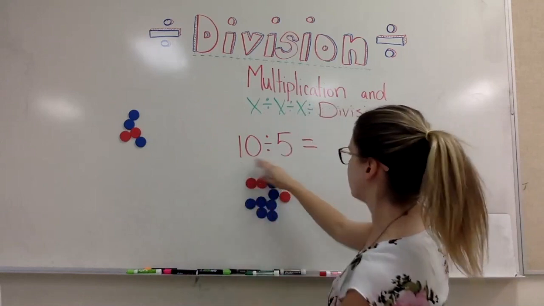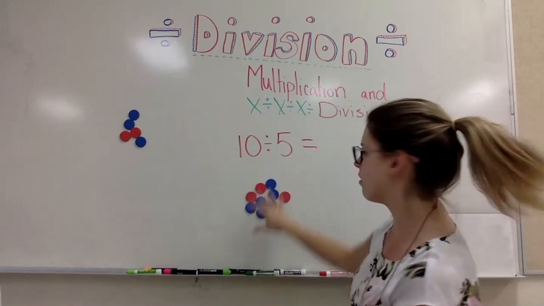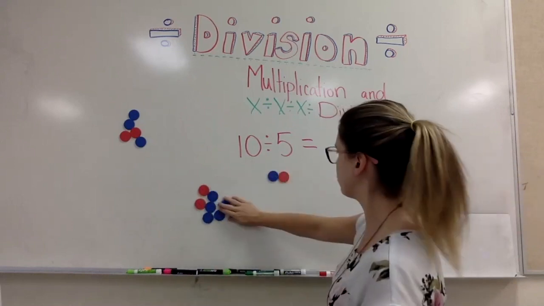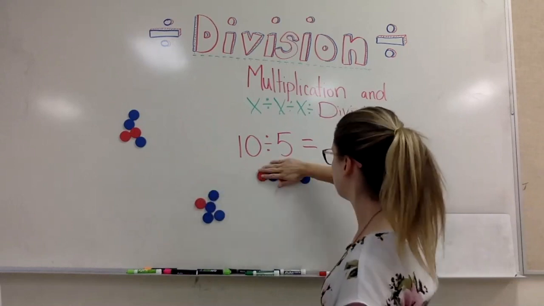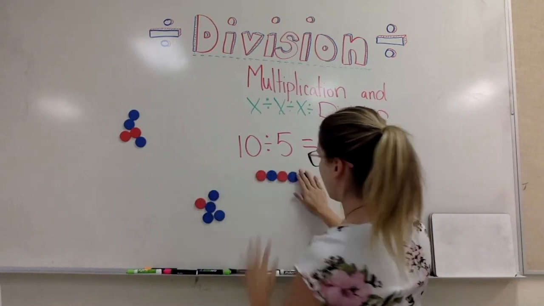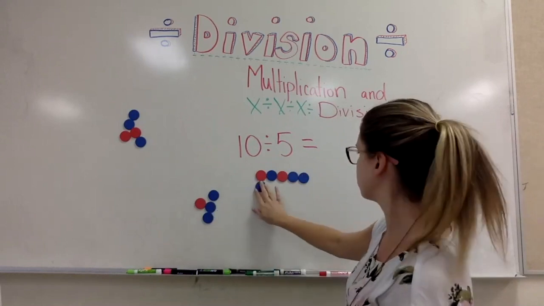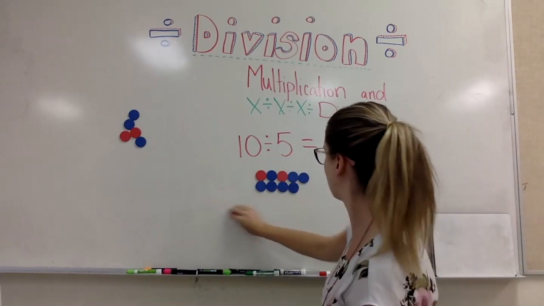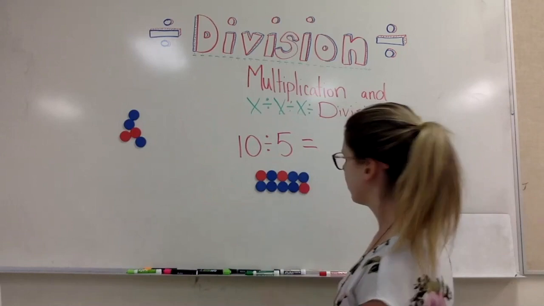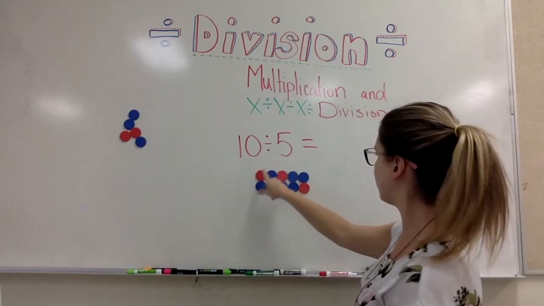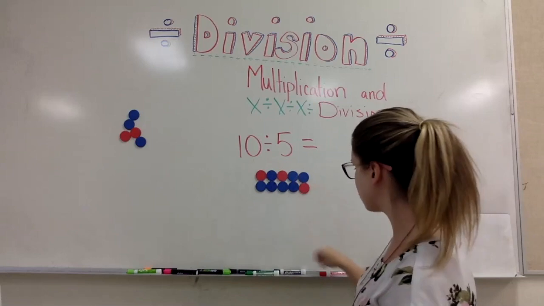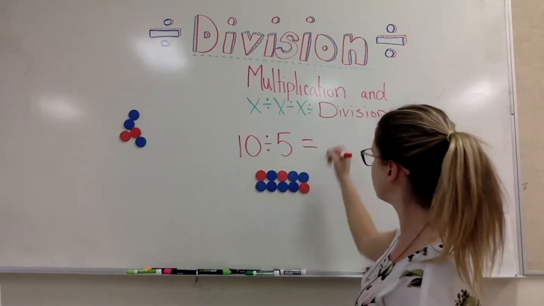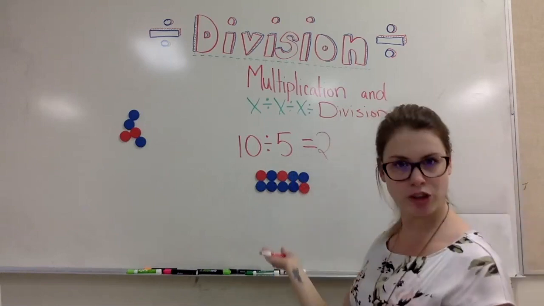So I'm going to go 10, and I'm going to decide to divide my 10 counters into 5 columns. I could have chosen rows. I didn't. I chose columns. So now I have 5 columns, and now I'm just going to divide the rest into these columns equally. 10 divided into 5 columns equals how many in the columns? 1, 2. 10 divided by 5 is 2. Good.